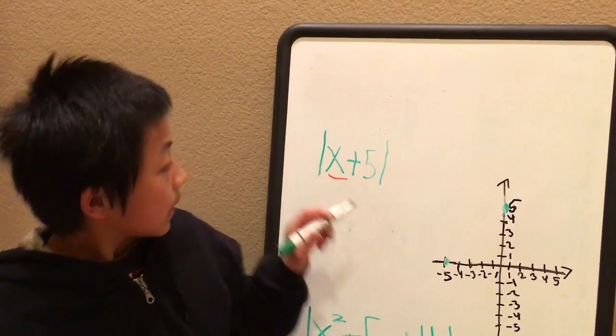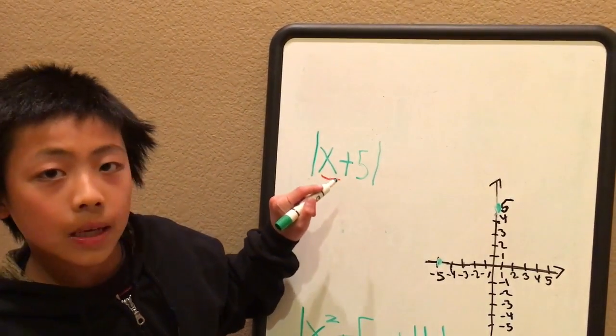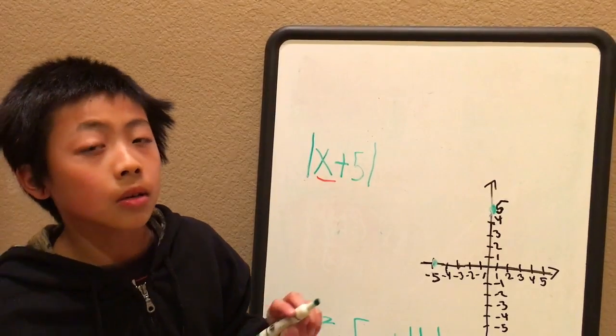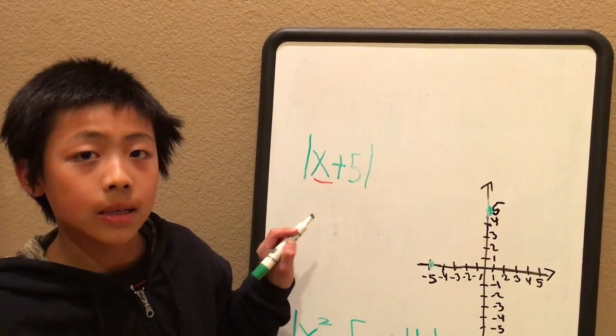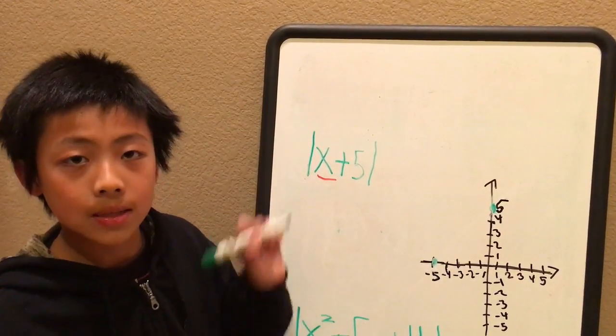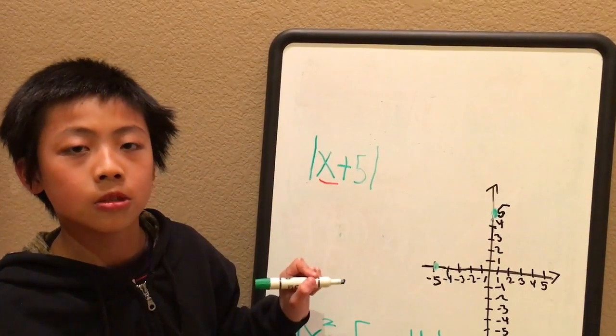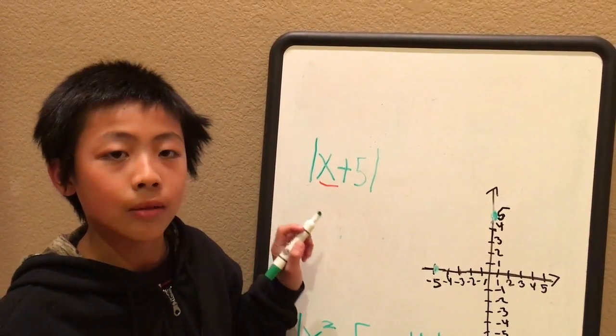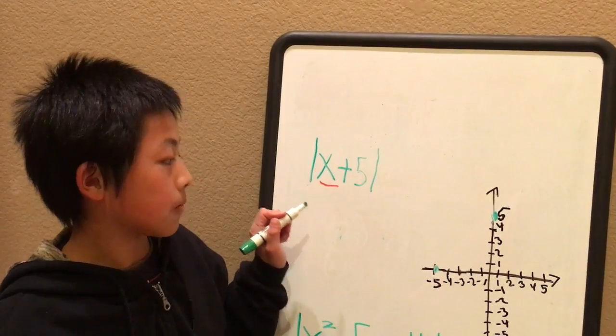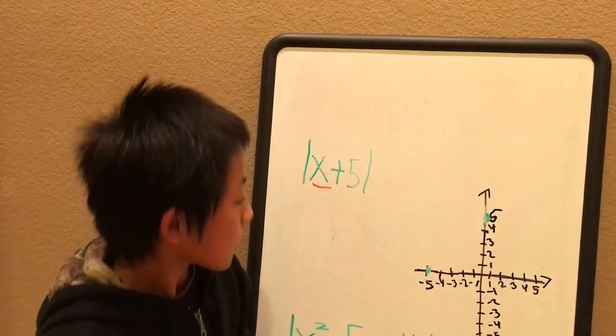Second example. Here we have x plus 5 in absolute value. The tricky thing about this one is that we don't know what the value of x is. So our first step is to plot the line y is equal to x plus 5 onto this chart.